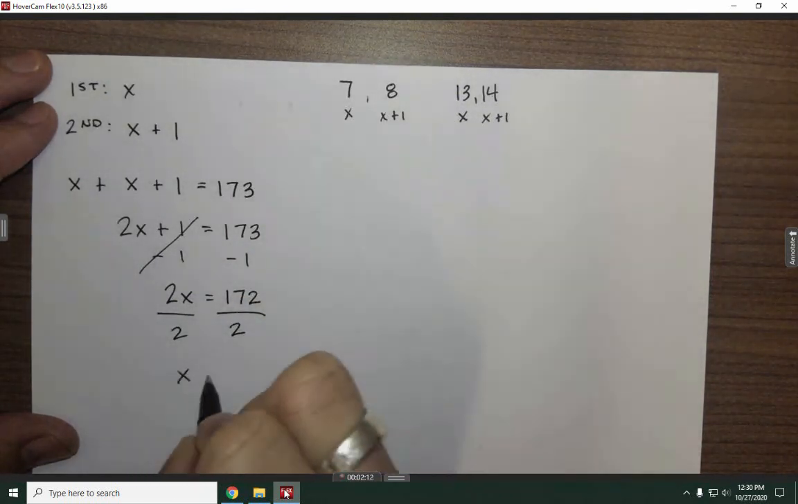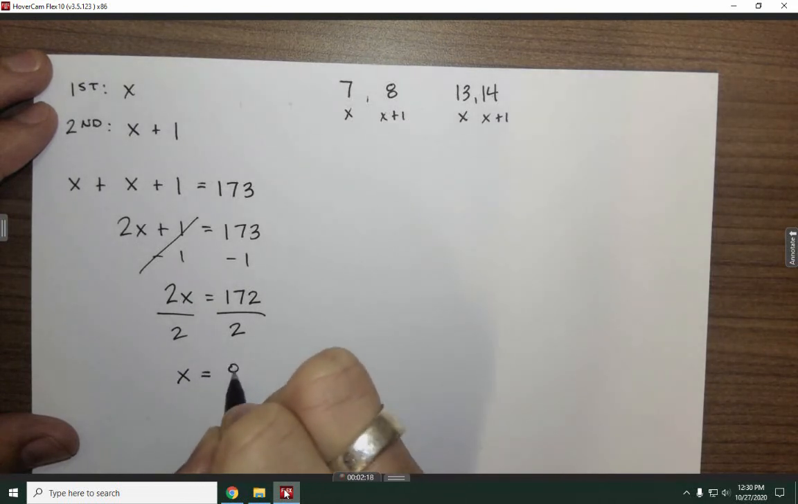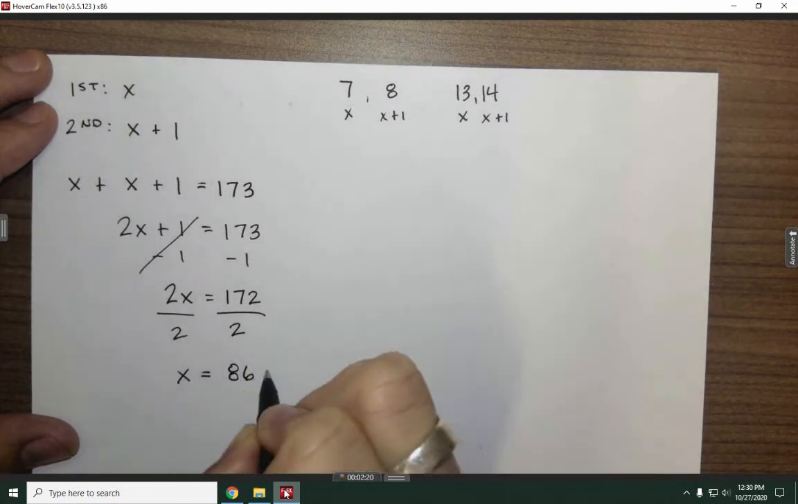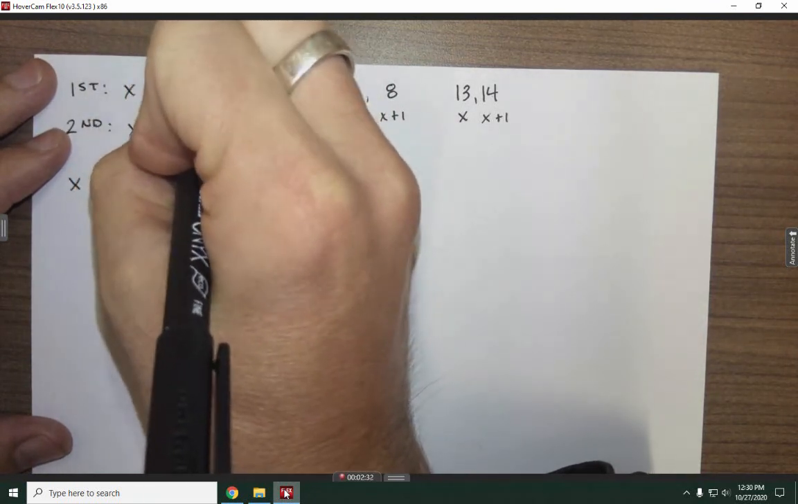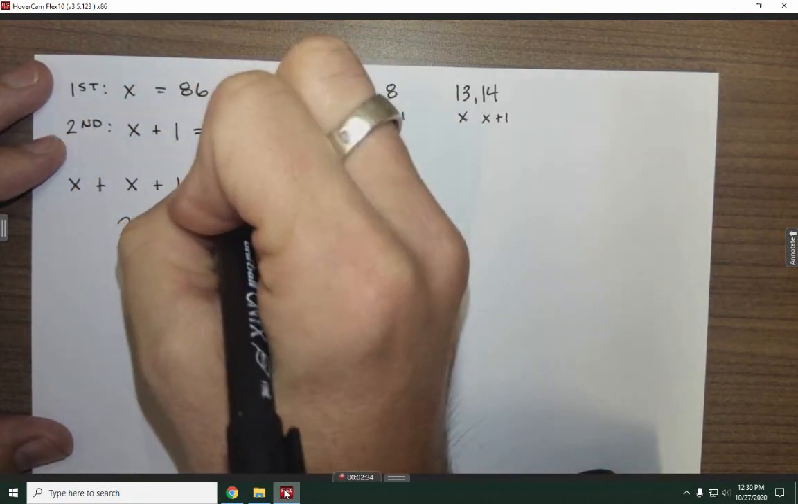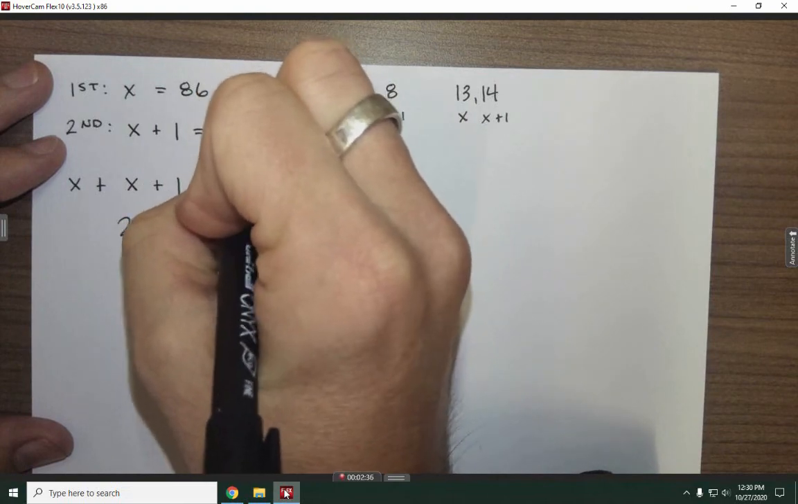So then we just divide both sides by 2. And so then we found out that x equals 86. And so that's what our first one is. And so the one consecutively after that would be 87.